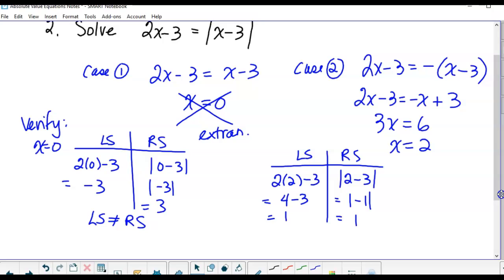Okay, the second one does work. So again, summarize it at the bottom of all your work. X equals 2. Okay, so making it clear to me when I'm marking.